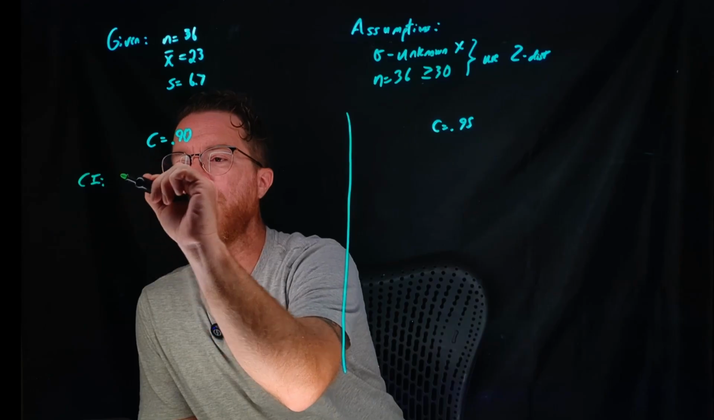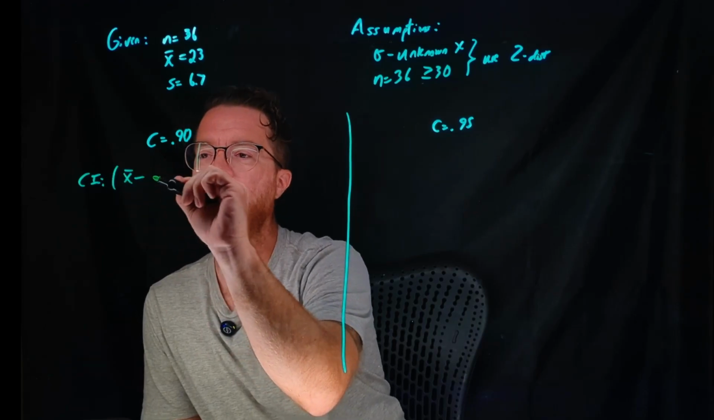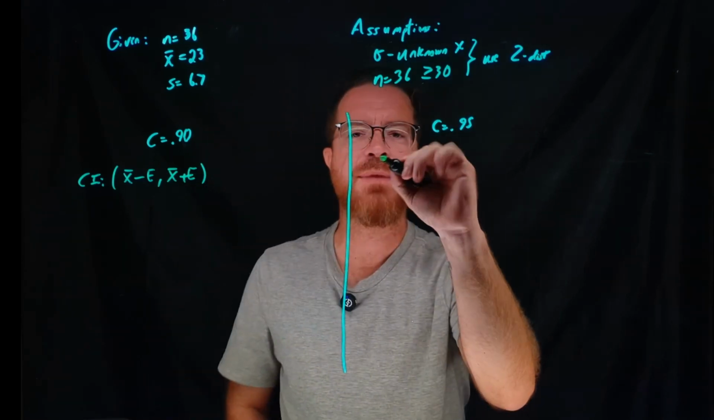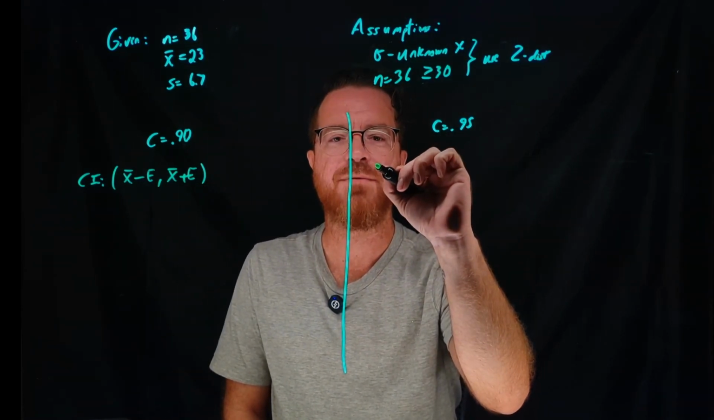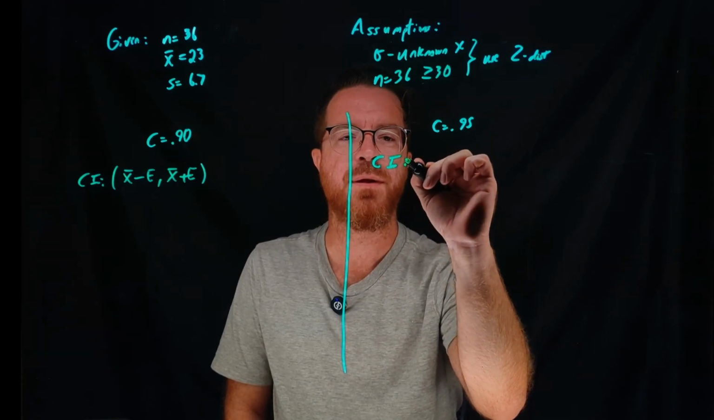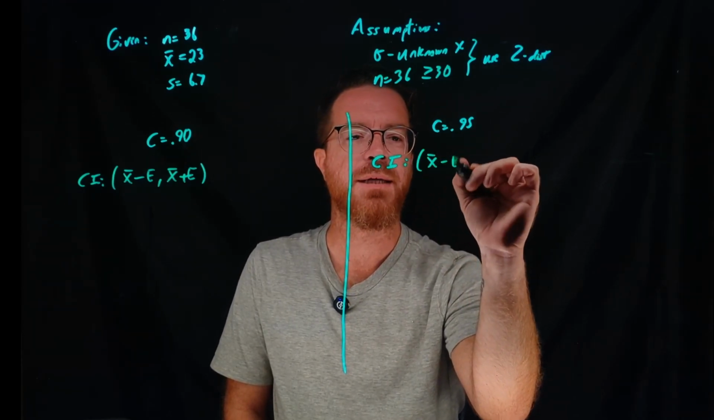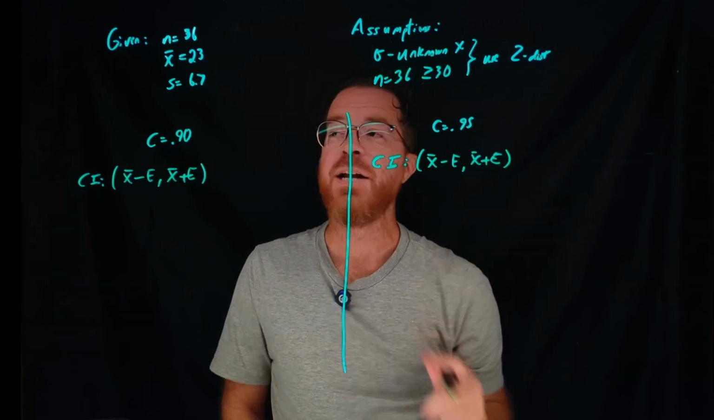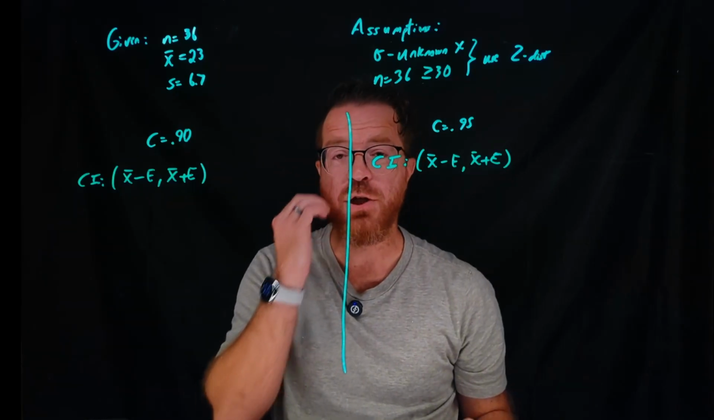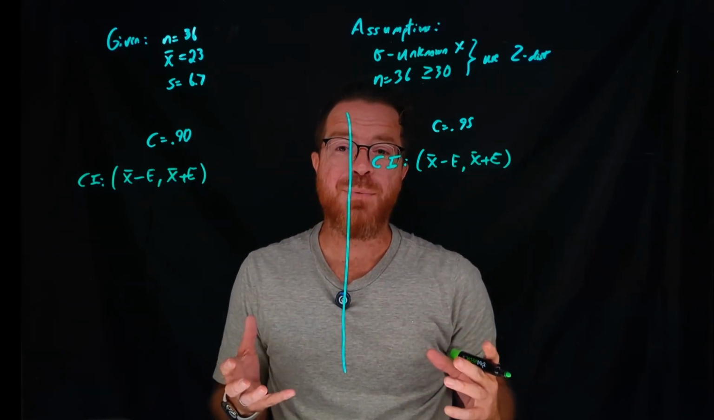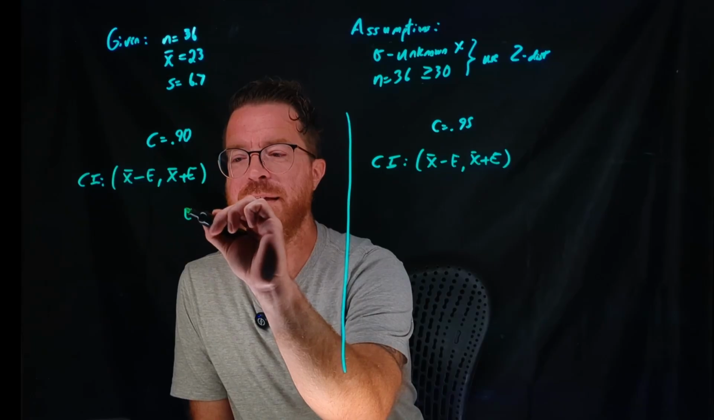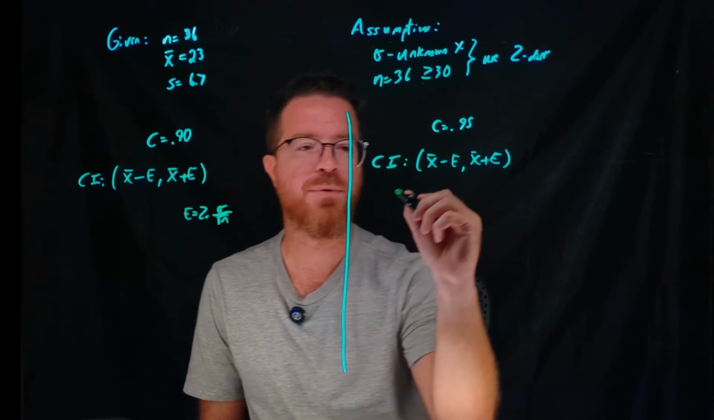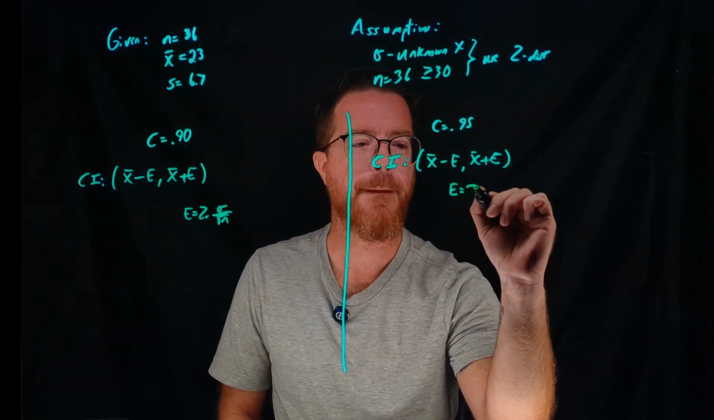I'm going to start with the general form of my confidence interval, x bar minus E up to x bar plus E. And I'm going to do the same thing for when C is equal to 0.95. So my confidence interval is equal to x bar minus E up to x bar plus E. I know what x bar is because that's part of my given information in the problem. So now I need to find what E is. E is equal to z critical times sigma over square root of n for both of these.